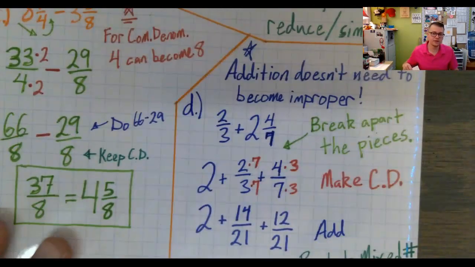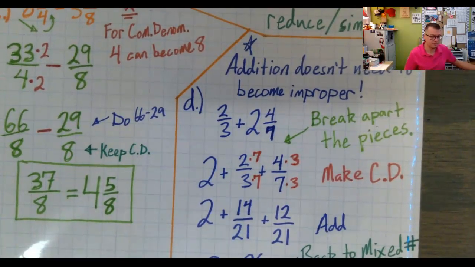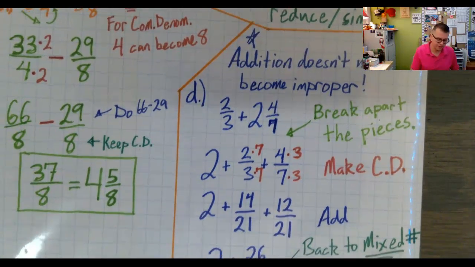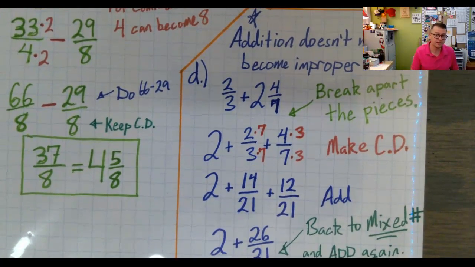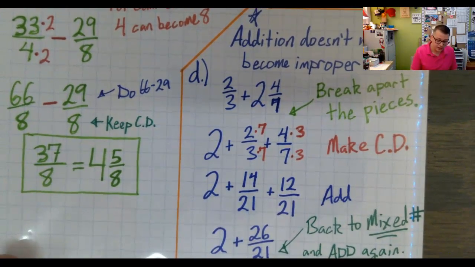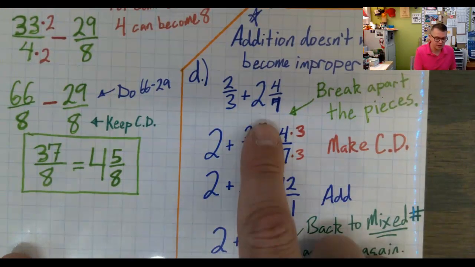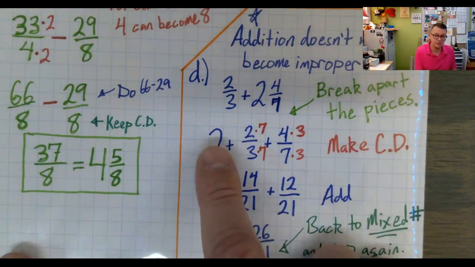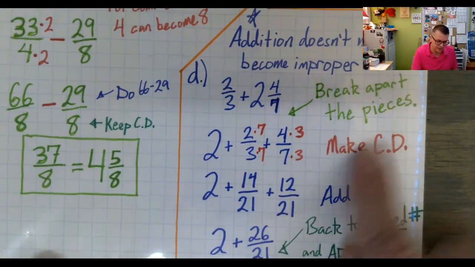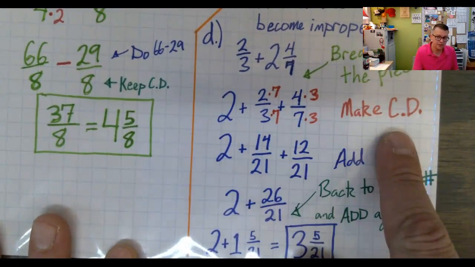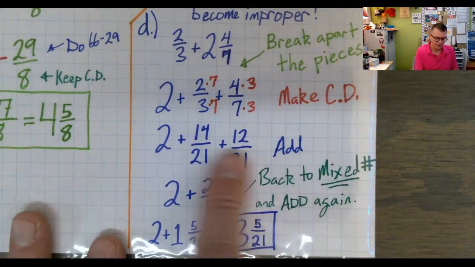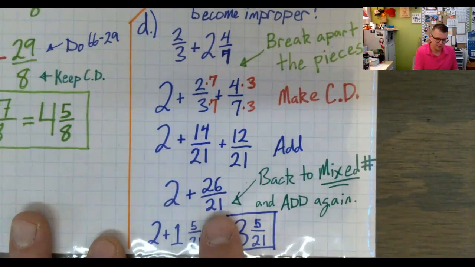And addition, like we said earlier, doesn't really need to become improper. We can break it apart. We can say I'm going to wait to add that 2 at the end. This is really our commutative property, saying I can move things around. Commute, to move, right? So I'm going to break apart the pieces. Then we decide to make common denominators. Then we add up the fraction pieces.